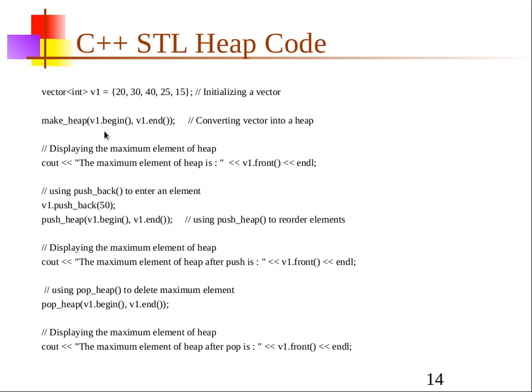So after this line of code, what's in the front? What should this display? 40. 40, right. You add a 50, push_heap. What should be displayed here? 50, right. Pop the heap. What should be displayed next? 40. Okay, good. Everyone good?